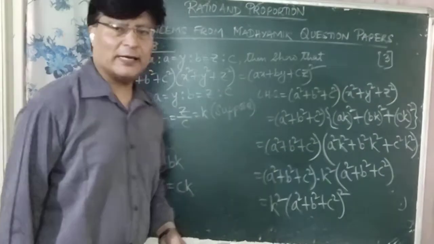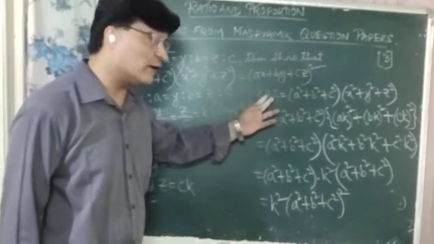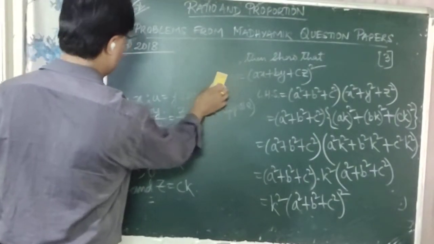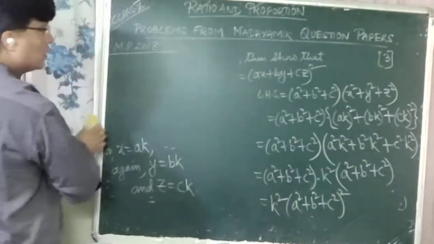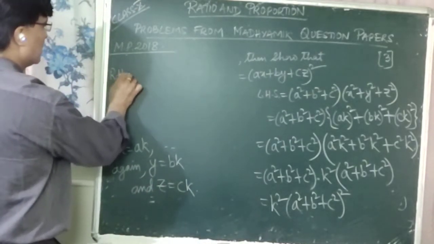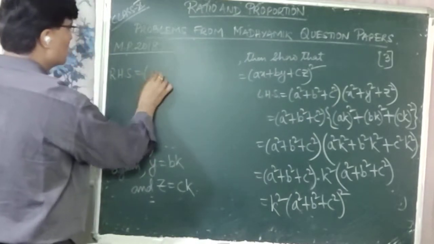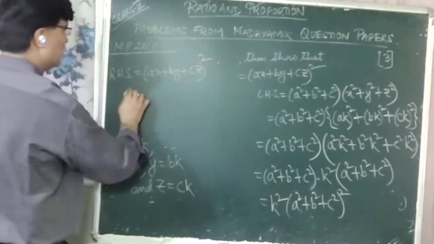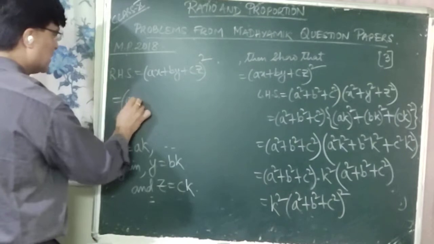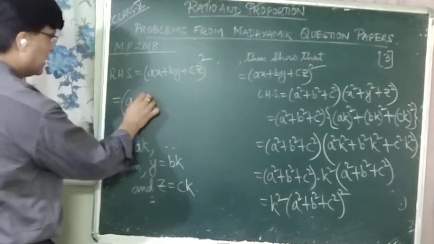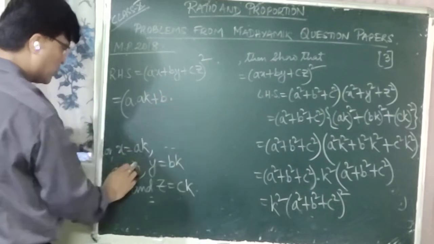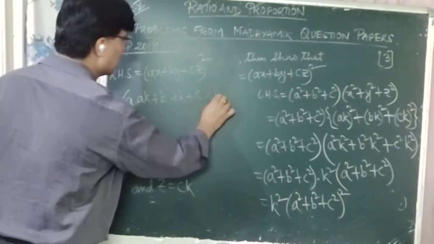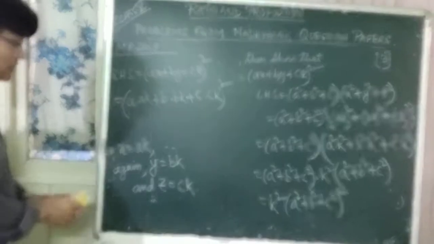So now we have to prove LHS is equal to RHS. We have got the value for LHS. Now let us get the value for RHS. Let us write RHS now. So what is RHS here? In the question, it was (ax plus by plus cz) whole square, which is equal to, within the bracket, a into, now put the value for x. What is the value for x? ak, plus b into what is y? bk, plus c into what is z? It is ck. This is whole square, right?